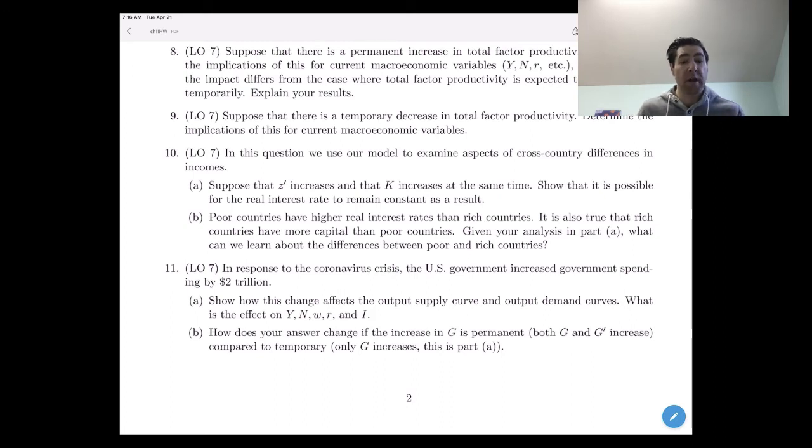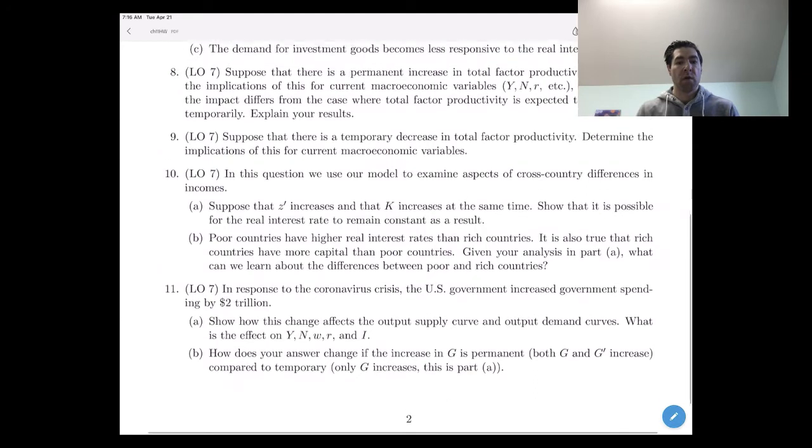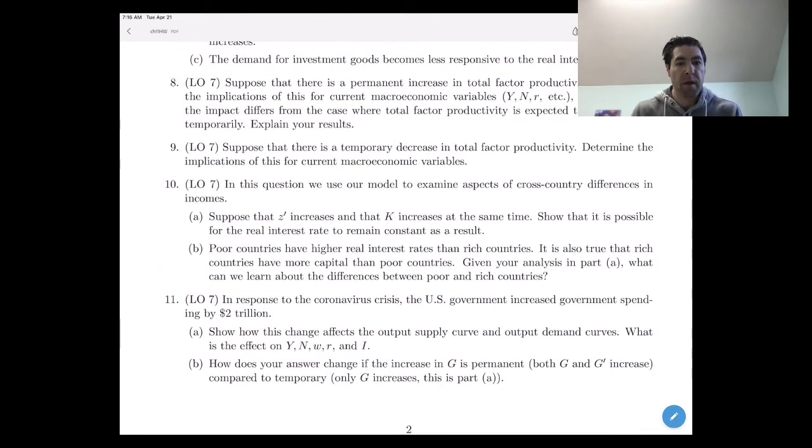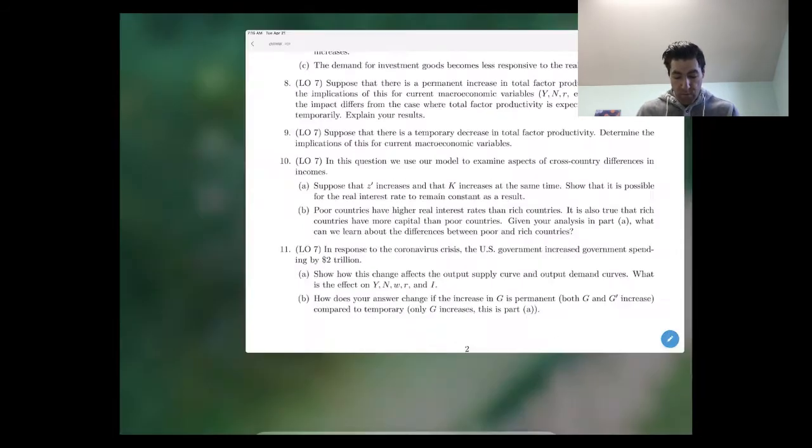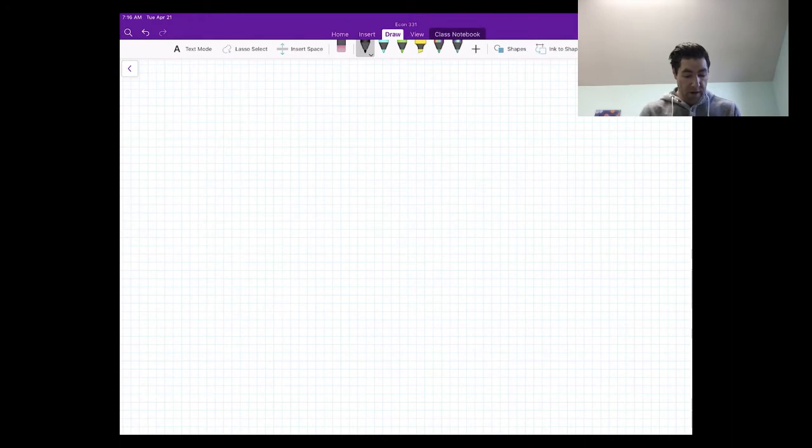All right, so let's look at question 9 on the chapter 11 questions. And we're told, suppose there is a temporary decrease in total factor productivity, and determine the implications of this for current macroeconomic variables. Okay, so we've got a decrease in z, and it's temporary, meaning it doesn't affect both z and z prime. So this is a great example to help us understand what's going on currently with this coronavirus pandemic.